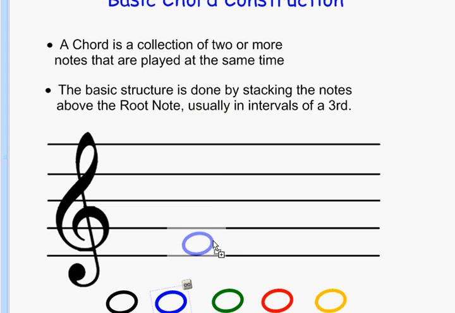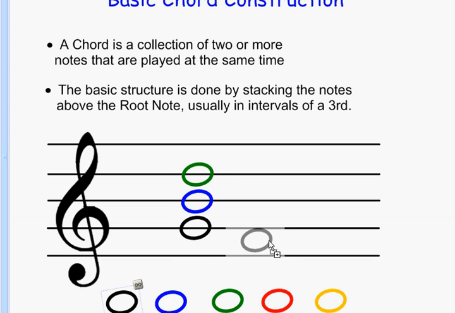Now, if we started the last one on a space, this time we're going to start on a line, and notice how it just stacks line, line, line, and so on. So that is the basic structure of creating a chord. It's just very simple. Stack it like a snowman on top of each other. Three balls on top of each other.